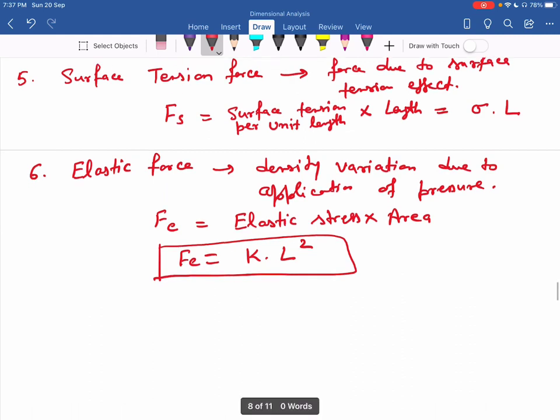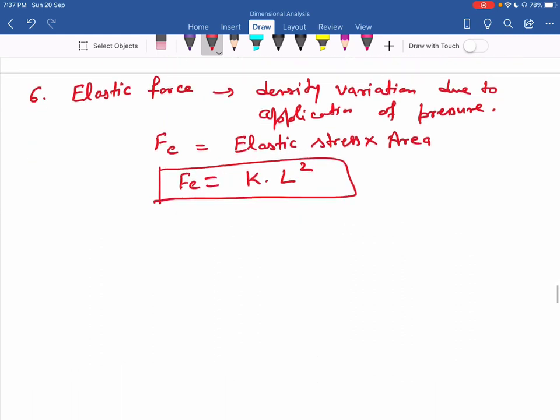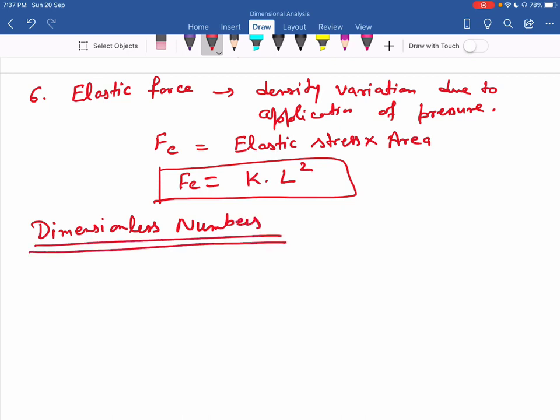Okay, we are able to find out the dimensionless numbers. So next is dimensionless numbers. Now, since the inertia force is always present in a fluid flow, its ratio with each of the other forces provides us a dimensionless number.